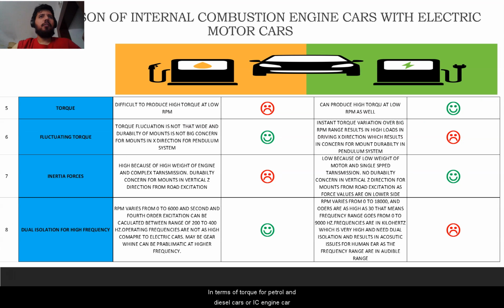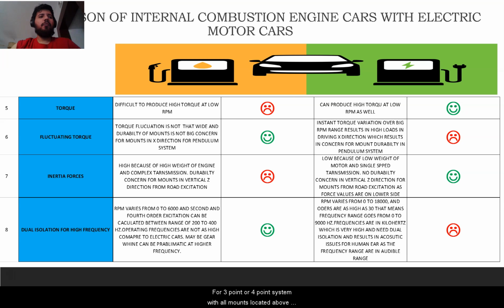In terms of torque, for petrol and diesel cars, or IC engine cars, it's very difficult to produce high torque at low RPM. Electric vehicles can easily produce high torque at low RPM. If I see the next factor, that is fluctuating torque, for IC cars, torque fluctuation is not that wide and durability of mount is not a big concern for mounts in X direction, that is the driving direction, in a pendulum system. For electrical vehicles, instant torque variation over a big RPM range results in high loads in the driving X direction, which results in a concern for mount durability in the pendulum system.